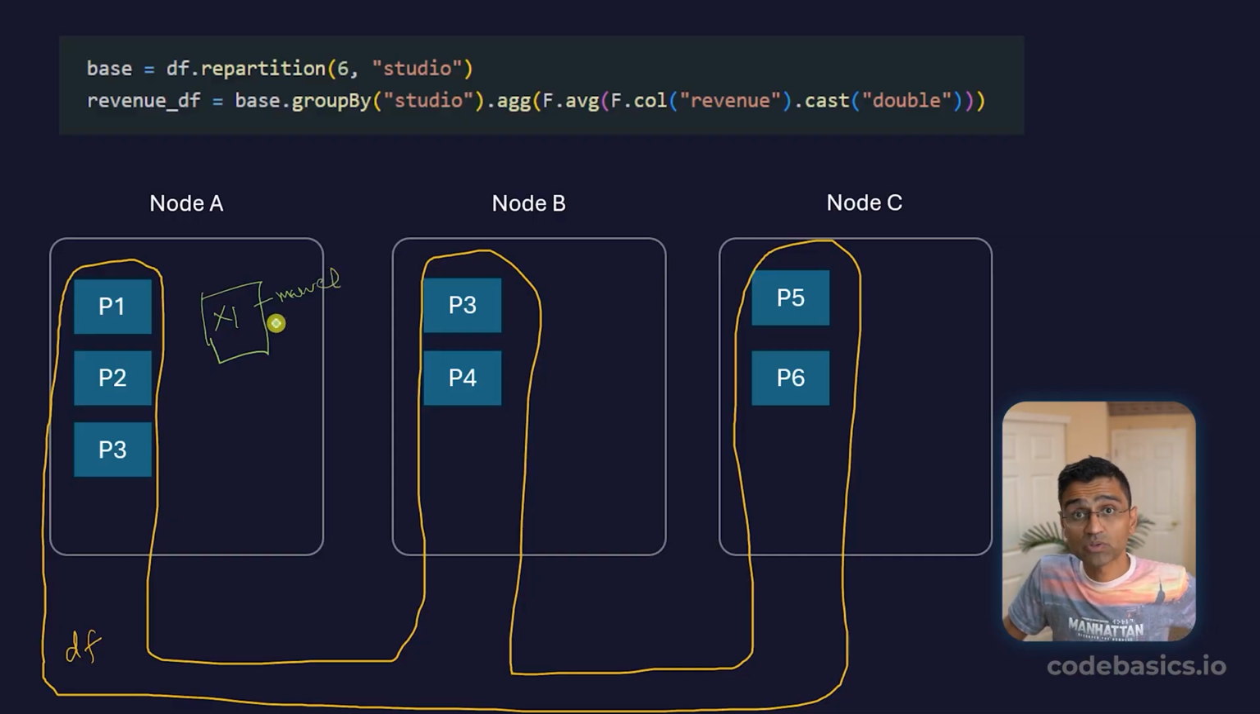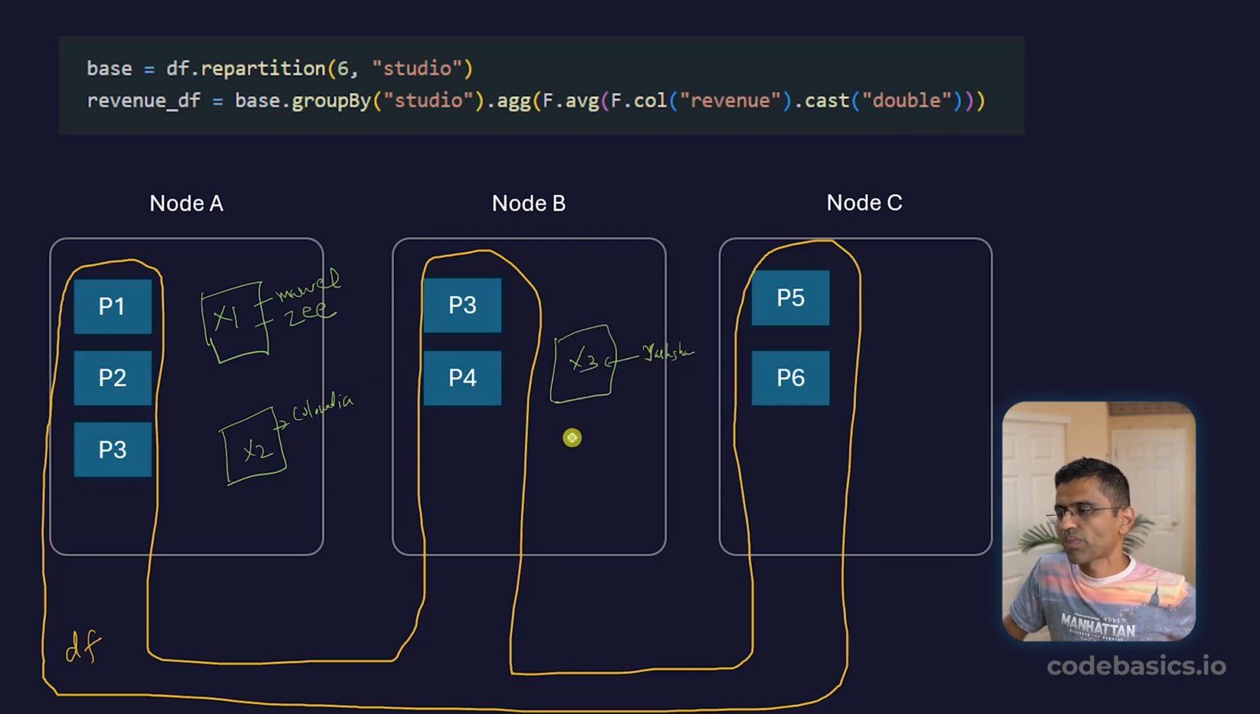And partitions are big, so one can have multiple studios also. Let's say it has Z studios. Then x2, let's say it has Columbia Pictures, right? Then x3 has, I think, Yash Sharma Productions, right? So now again, one partition can have multiple studios, right?